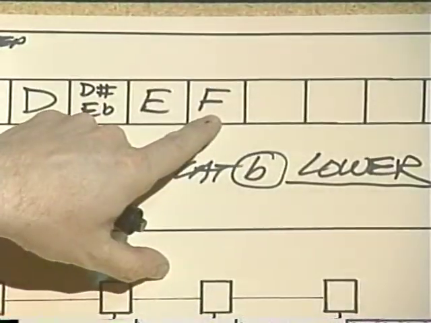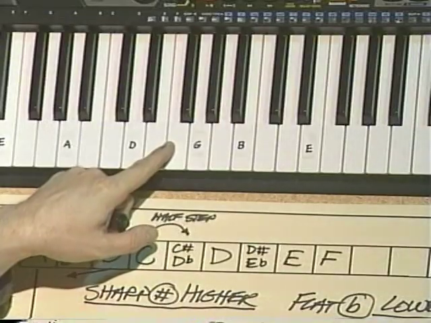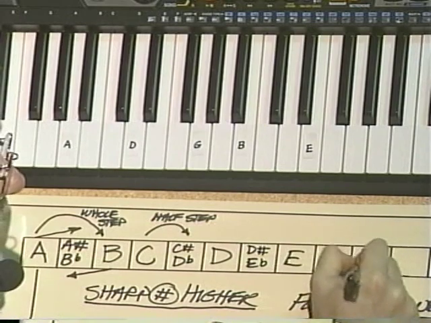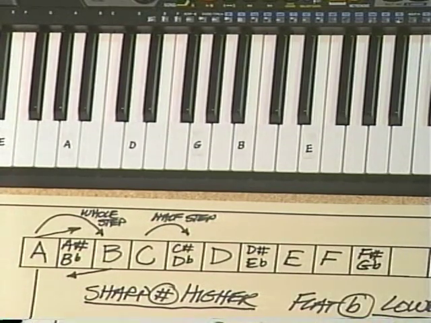And next week, we're going to be talking about how the guitar actually plays these 12 notes. After F, there is another black key. That would be, of course, F sharp or G flat. Two names for the same note.